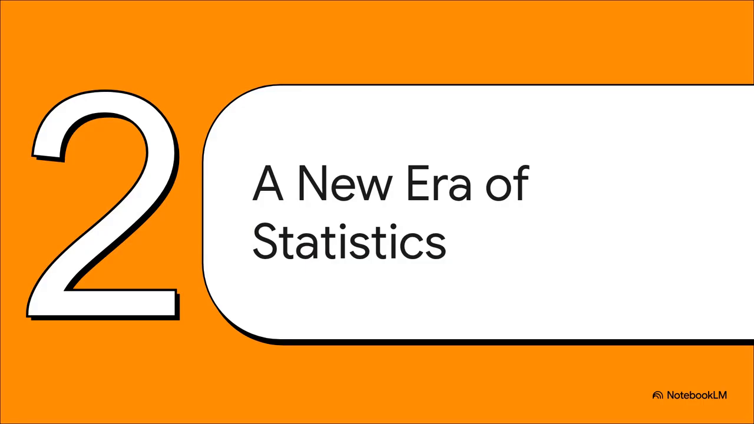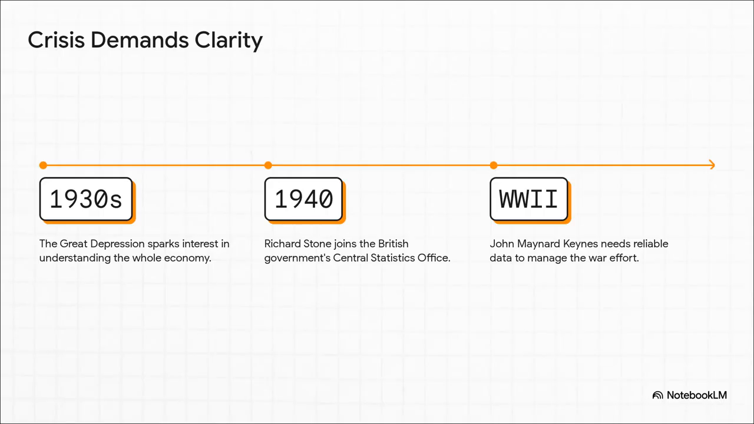But then, a couple of massive global crises hit, and suddenly, having that clear picture wasn't just a nice idea, it was an absolute necessity. So first, you have the Great Depression, which made it painfully obvious that nobody, and I mean nobody, truly understood the scale of the economic collapse. Then, World War II kicks off, and understanding the economy becomes a matter of national survival. The British government, with the legendary economist John Maynard Keynes helping to call the shots, had one critical question. What can our economy actually produce for the war? And to figure that out, they turned to a man named Richard Stone.